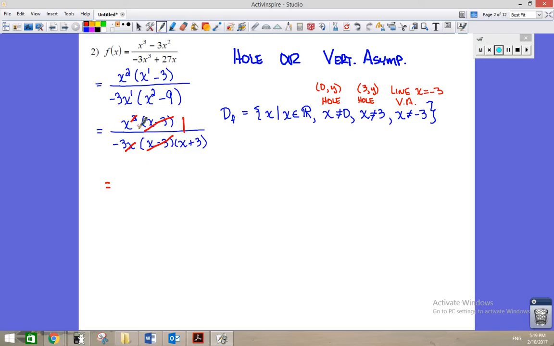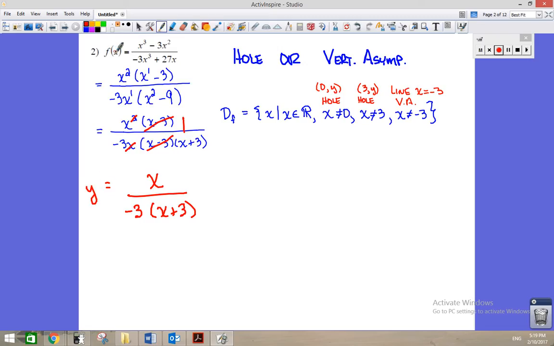Both of, well, no, I have an x right there. I almost lost that. Only one factor of x canceled. Remember, this was x squared, so it was x times x. So I have an x in the numerator, and in the denominator, I have this negative 3 times this quantity, x plus 3. Alright, now that's what f of x is.